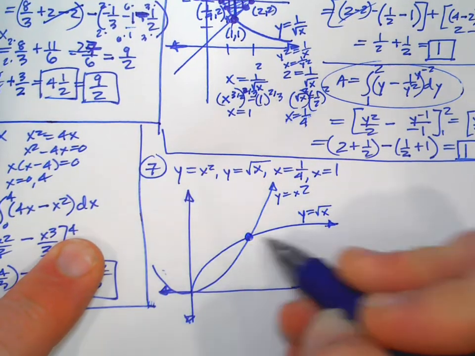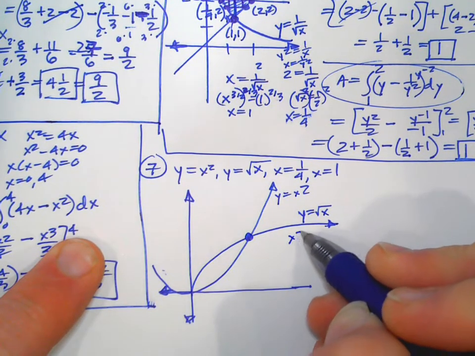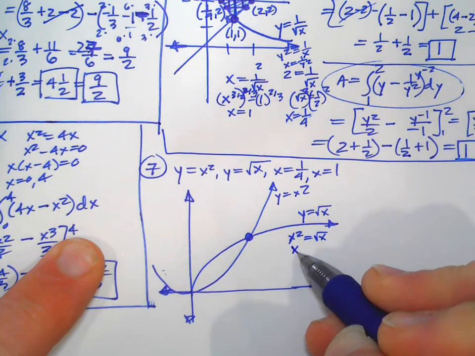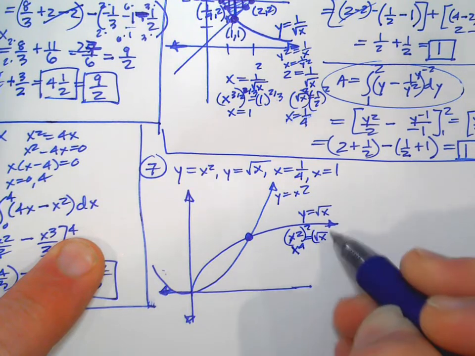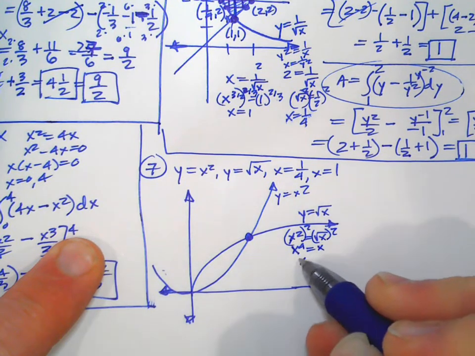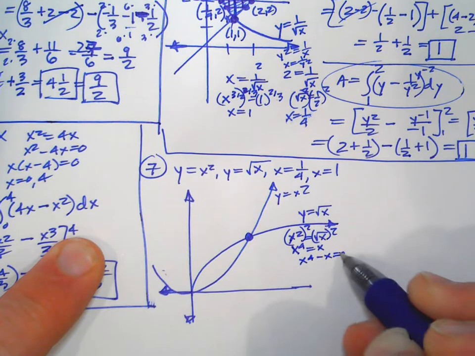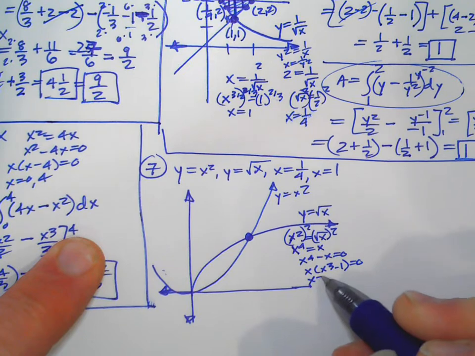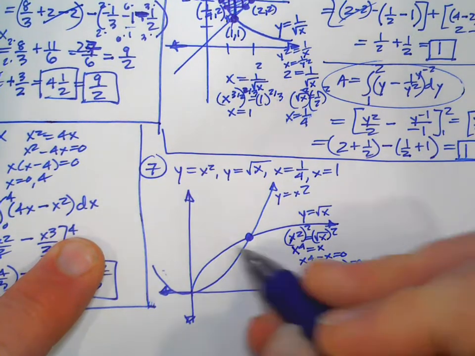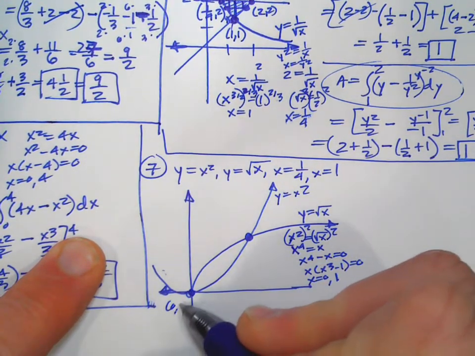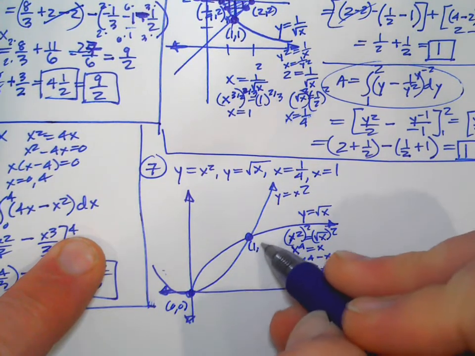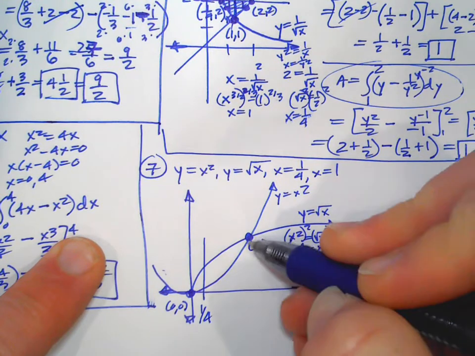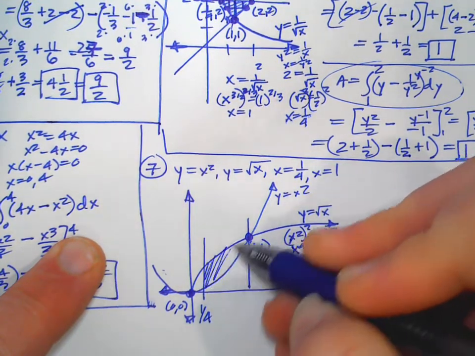They intersect. We can find their intersection right now just in case. I would square both sides to get rid of the radical. And then move everything to one side, set equal to 0, and factor it. And you get x equals 0 and x equals positive 1. So this is (0, 0). And this is (1, 1). And we're going from 1/4 to 1. So just this area right here.